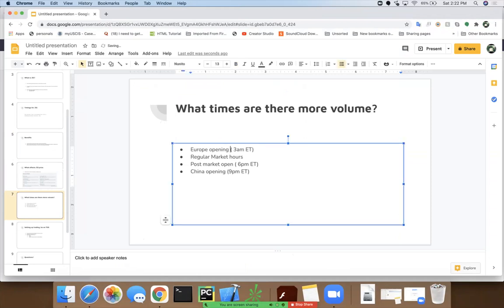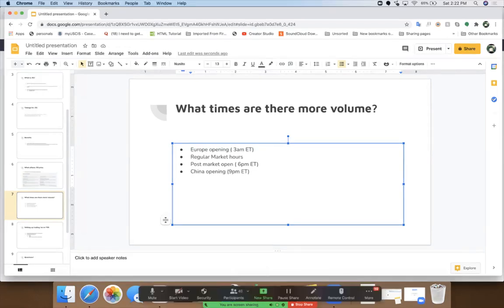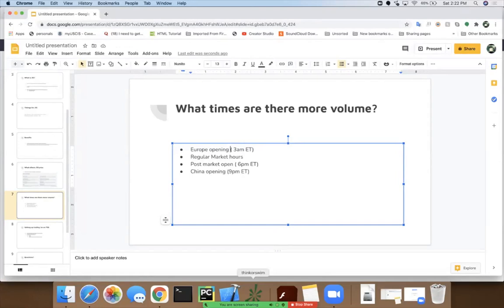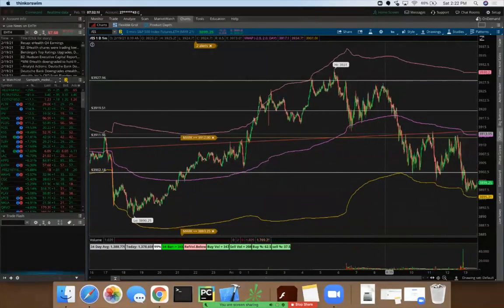So more trading volume essentially translates to easier fills for going long or short. If you are trading in very low volume trading times, apart from these, then the price action would be very slow. I can show you an example.